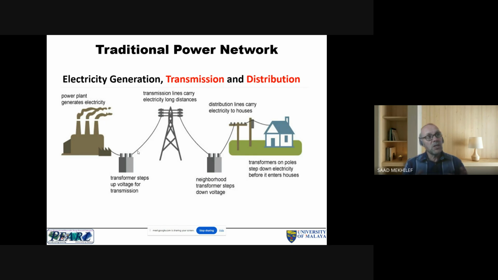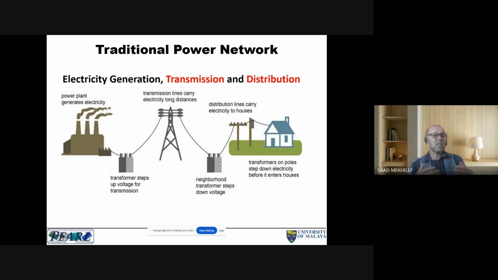Okay. So traditional power networks consist mainly of three components: generation, transmission, and then distribution. In the generation, we will have all the traditional power plants, like the coal power plant or gas power plant. And then most of the time we will have step-up transformers to increase the voltage. Then we have the transmission, and when it goes to the distribution, we have step-down transformers, and then it goes to the factories or to the homes or whatever.